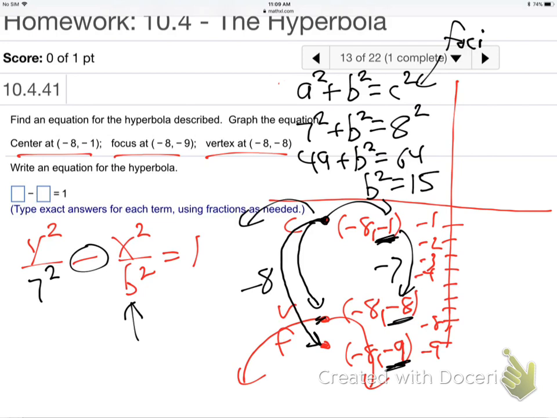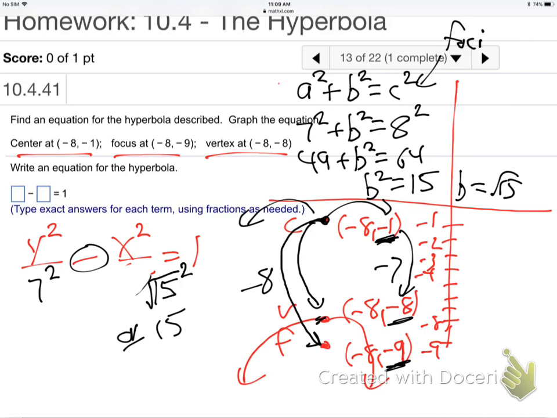I don't even need to go on and find B, which would be the root of 15, because I want B squared anyway. B squared is 15. If that bugs you, you can write it as the root of 15 squared, because B is the root of 15, which is just 15 either way.